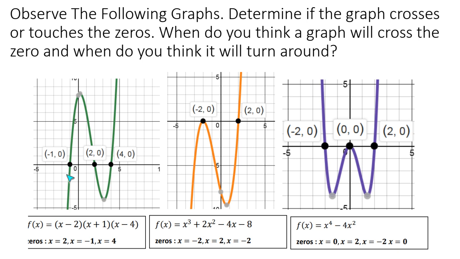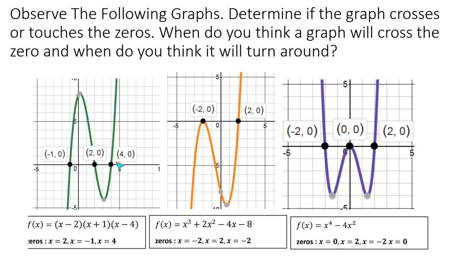Some of these zeros, the graph goes right through them, but in some places, the graph touches and then it turns. Like here, it touches and then it turns, but in this one, it just goes right through it. The same with this one, it goes through it, and then here it touches and turns, and then it goes through it. So what causes the graph to do that? What causes it to touch and turn or cross?